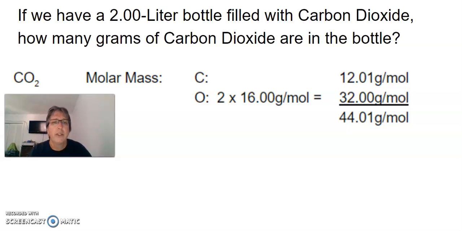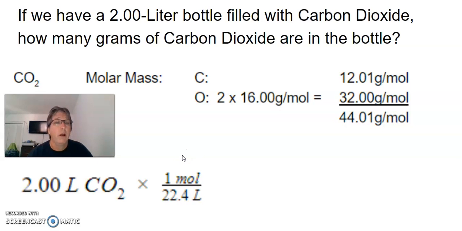And to show the solution, the best thing to do is to start with what we're given. And here we're given a 2 liters volume. Okay, so we start with that 2-liter volume. And then we don't have a way to go from liters to grams. There's no direct conversion, but we do have a grams to mole relationship. And because this is a gas, we know something else. A mole of a gas occupies a volume of 22.4 liters. So we set it up like this.